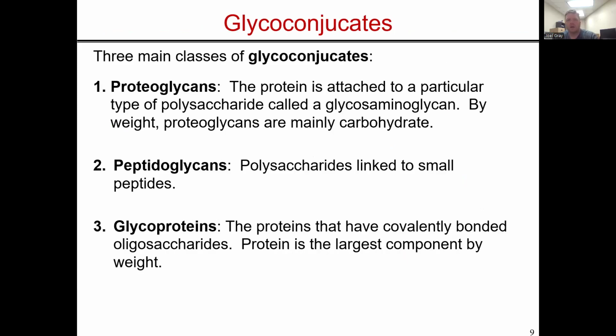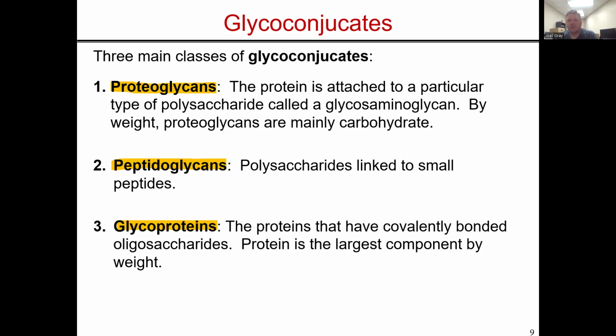Okay, glycoconjugates. There are three main classes of glycoconjugates. There are proteoglycans. I like these just because the words sound fantastic, or they are fantastic. Peptidoglycans and glycoproteins. I just feel like I'm in a sci-fi movie, which I'm not. I'm in a non-fi movie.